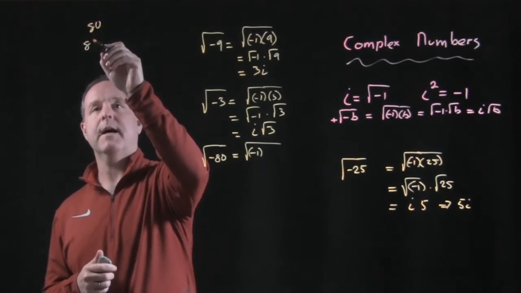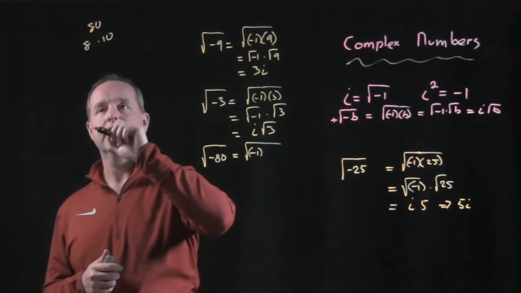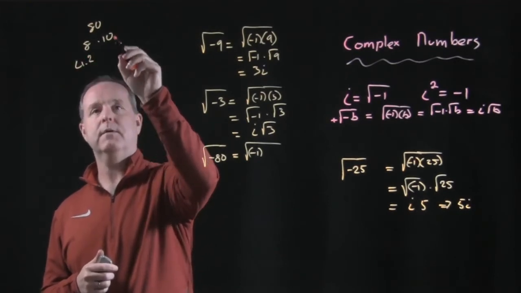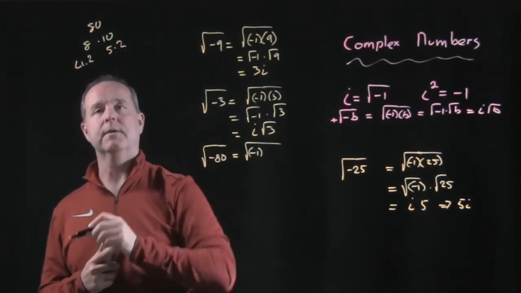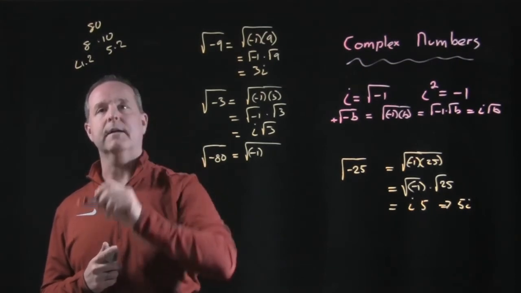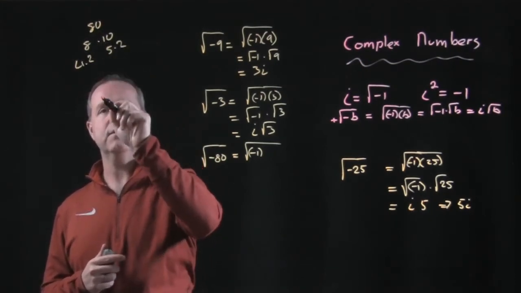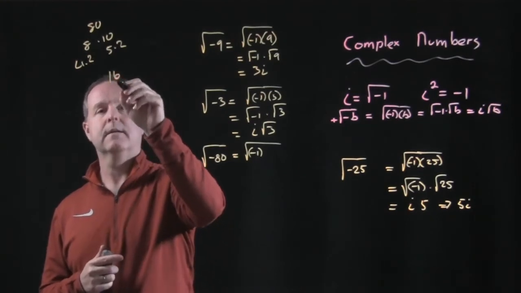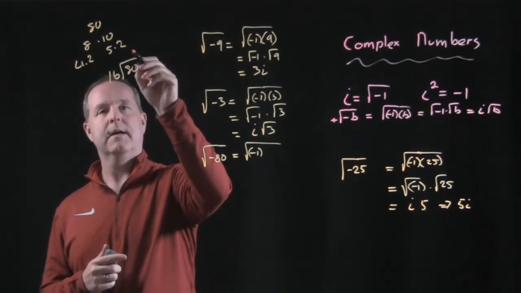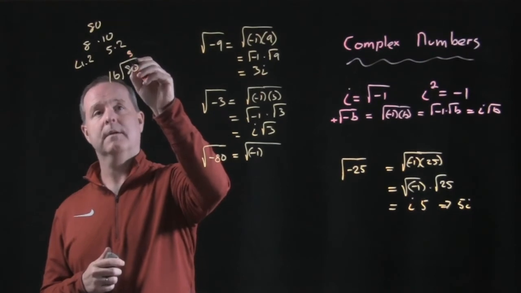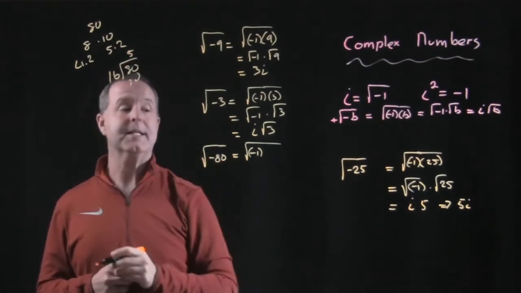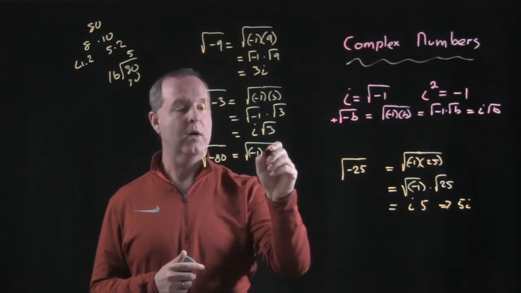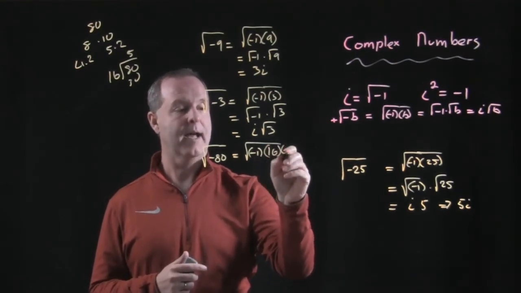80 is an 8 times a 10. Neither one of those is a perfect square that's big enough. That's a 4 times 2, and that's a 5 times 2. So 4 goes into it. Does 9 go into 80? No. Does 16 go into 80? Yes, 5 times. So 16 is a factor of 80. So I'm going to rewrite this as 16 times 5.